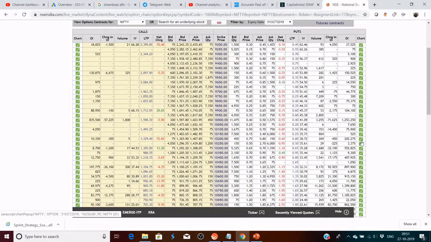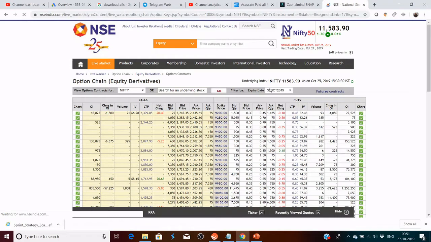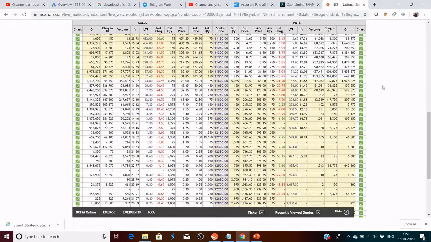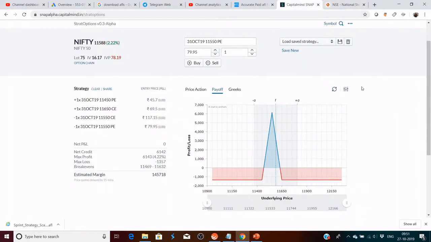So let's look at the NSE Nifty chain and see where the market is. For expiry date 31st October, the market is at 11,550. So this is our at the money strategy, 11,550. We try to do it on 11,550 and choose one strike above, which is 11,650 call, and one strike below, 11,450 put. We are going to use Capital Mind this time, and to save time, I have already done this here. Let's see how it works.